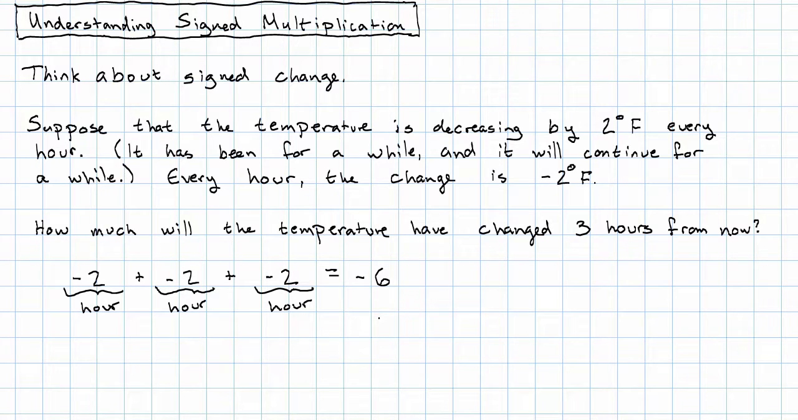Oh, but we have a name for that kind of repeated addition. That kind of repeated addition is called multiplication. So 3 hours times negative 2 degrees per hour is negative 6 degrees. Okay, so far so good. To multiply a positive number by a negative number, then, we use the same repeated addition idea as before.